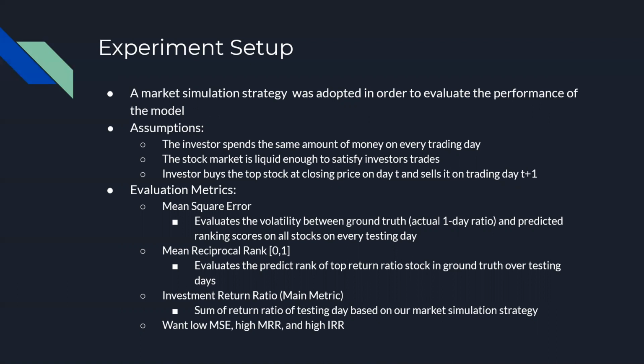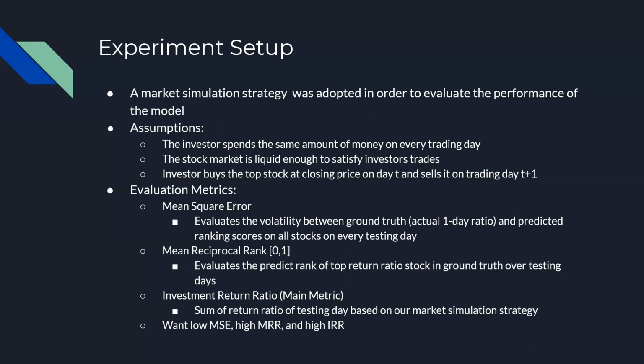The model was evaluated with three different evaluation metrics, the first of which was mean squared error, which evaluates the difference between the predicted one-day ratio gain and the actual one-day ratio gain score for each stock every single day. The second was mean reciprocal rank, which is an evaluation of how accurate our predicted ranking of highest to lowest gaining stock was compared to how they actually turned out.